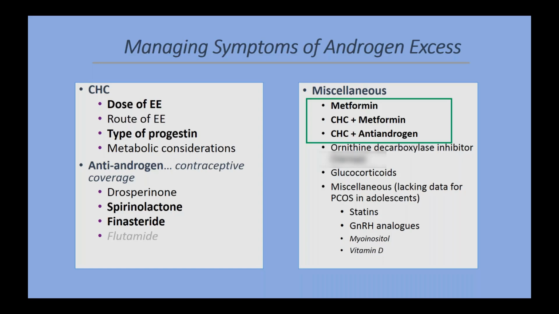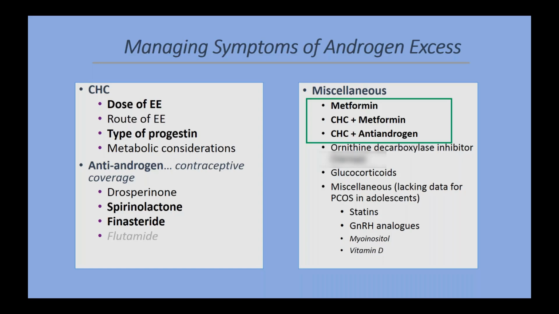So we have our option of a combined hormonal contraceptive, as I just discussed. We have options of just using an anti-androgen, such as spironolactone, or another anti-androgen called finasteride. Unlike spironolactone, where the predominant effect is as a competitive blocker of the androgen receptor, finasteride dials down the enzyme activity of 5-alpha reductase, which is the enzyme that converts testosterone to a much more potent form of testosterone called dihydrotestosterone at the level of the target organs, such as the skin.